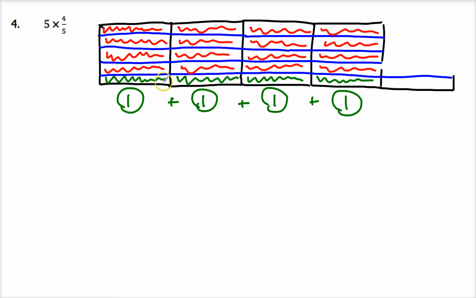So now, if you'll look, I have 5/5 or one whole plus another whole plus another plus another, 1 plus 1 plus 1 plus 1, or 4. And so that would be my answer for this multiplication problem. 5 times 4/5 is in fact equal to 4.